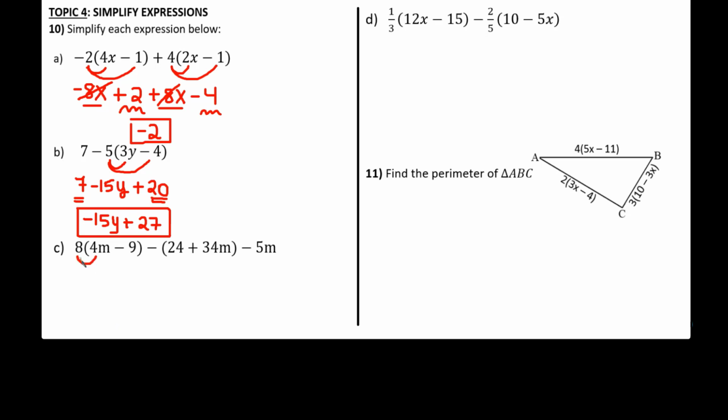For the next one, it's 2 steps. Always remember 2 steps, okay? Also remember there's no number in front. You put an invisible 1. And if the number is not attached to a parenthesis, you're going to bring it down.